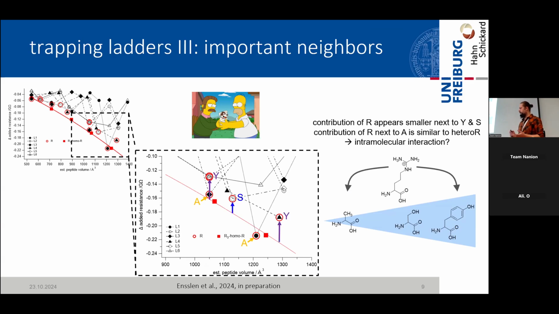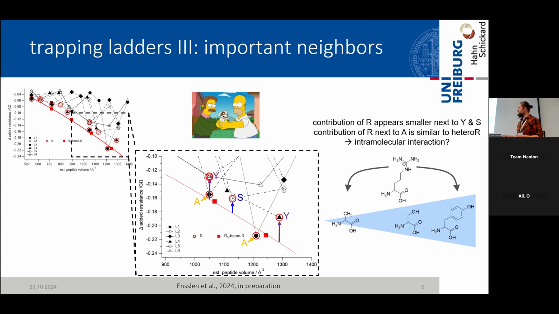And the idea we had here is basically that amino acids like serine or tyrosine may actually undergo some intramolecular interaction by dislocating the charge density of the arginines, and thereby forming substructures of the peptides, which in the end will make the peptides appear a bit smaller.